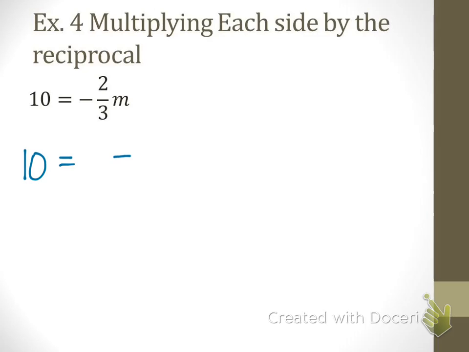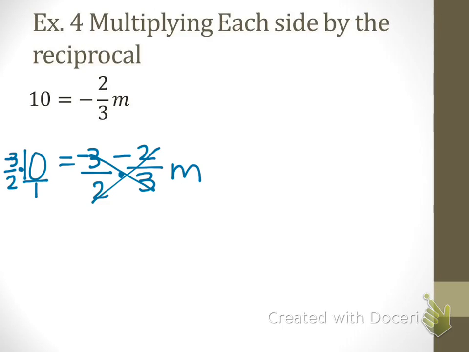let's say this is our problem here. When I multiply by the reciprocal, all I've got to do is flip the fraction. So I'd have negative 3 over 2. That totally cancels each other out. So whatever I do to one side, I've got to do to the other. So I need to multiply this by negative 3 over 2. So all you got to do there is multiply by the reciprocal.